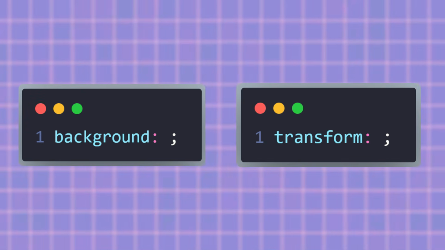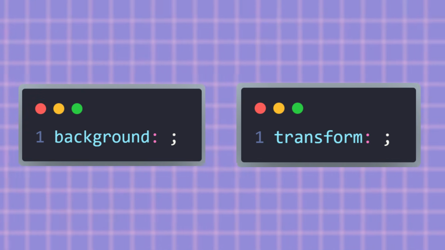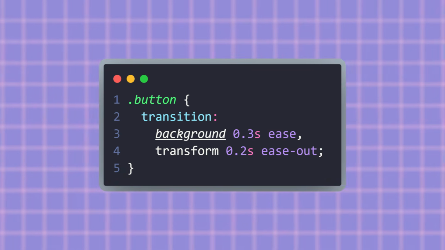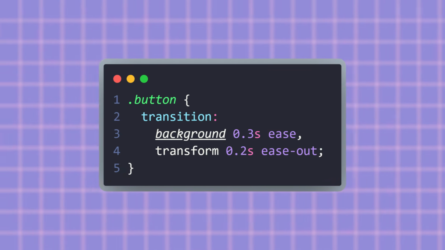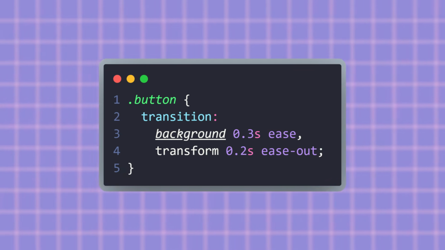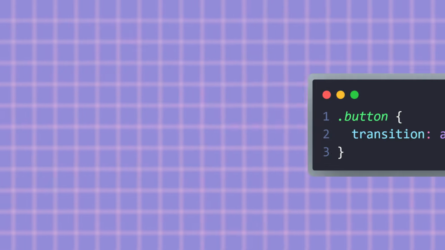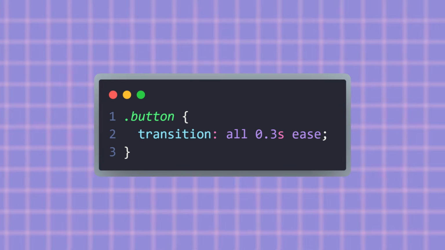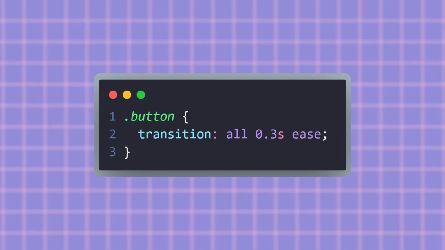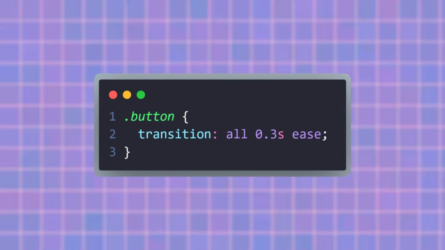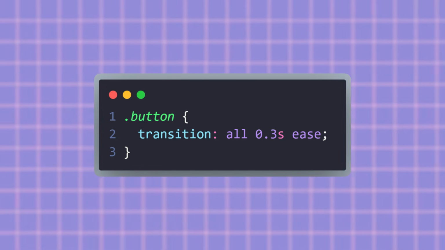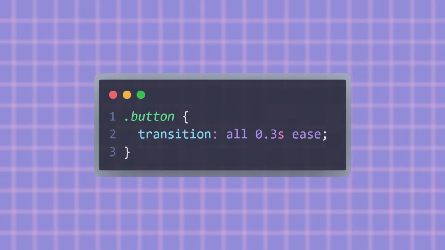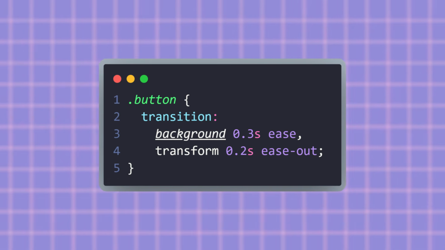But what if you want to animate both the background and the transform on hover? You have 2 options. Option 1, you can list them separately with a comma. This is the best approach when each property needs its own timing or duration. Option 2, you can use the all keyword. This animates every property that changes on hover. Simpler to write, but be careful. It can cause unexpected animations on properties you didn't intend to animate. Use it for quick prototyping, but for production code, listing properties individually gives you more control.